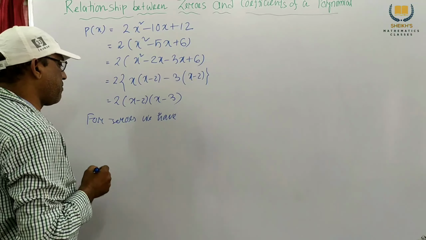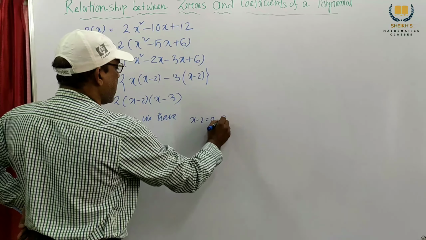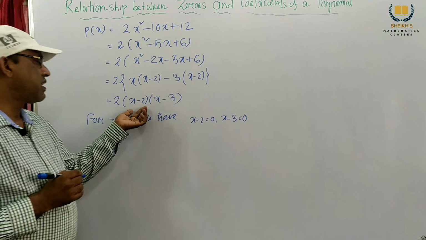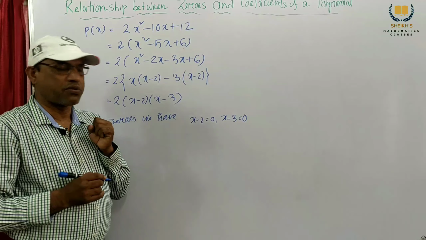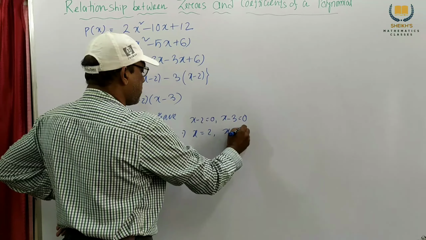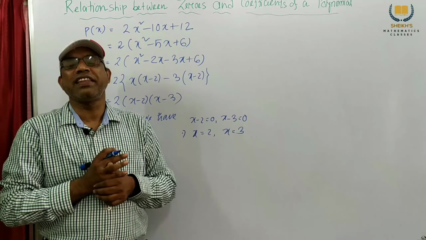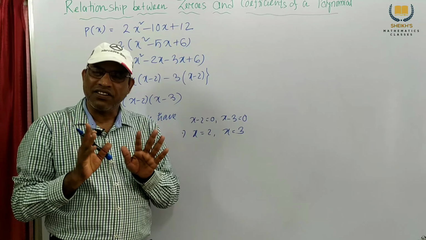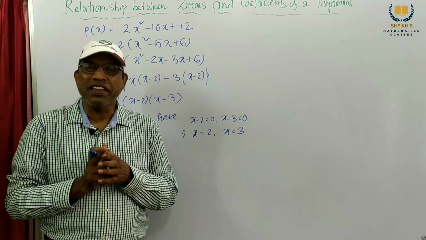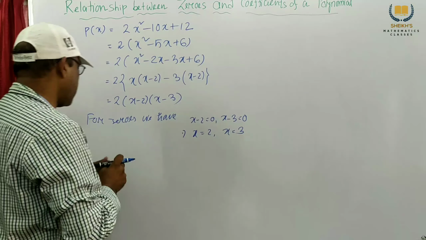For the zeros we have x − 2 = 0 and x − 3 = 0, since each of these factors must be 0. So x = 2 and x = 3. The zeros are 2 and 3. We get the answer: the zeros are 2 and 3.